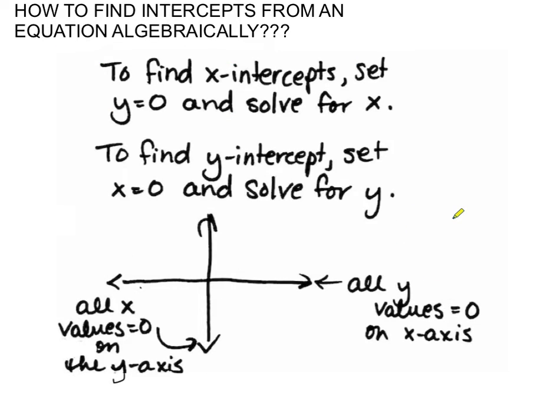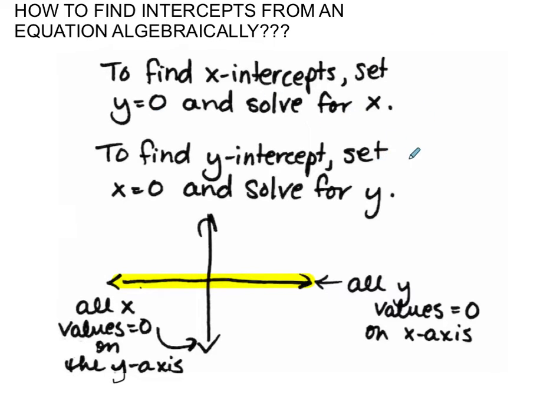Now, to find x-intercepts algebraically, you set the y value equal to 0 and you solve for x. If you're looking for the x-intercepts on a graph, for every point that lies on the x-axis, the y-coordinate is 0. So therefore, if we set y equal to 0 and solve for x, we have found the x-intercepts.